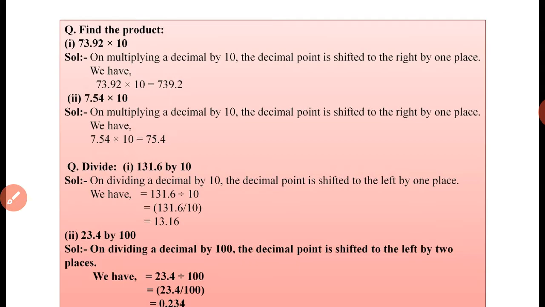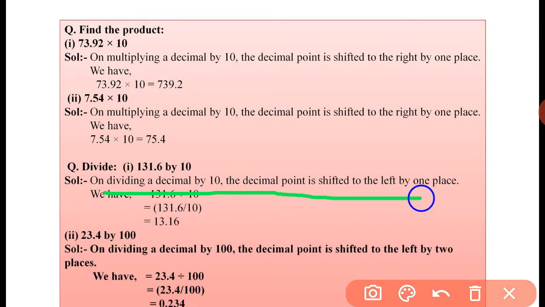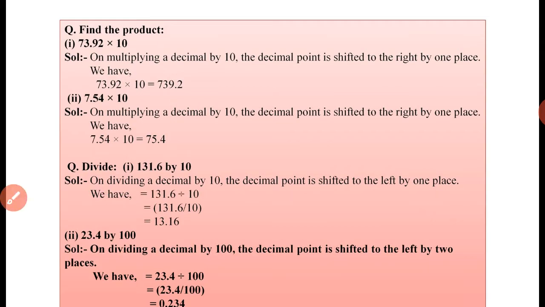Now after this, see division. Here the first part is 131.6 divided by 10. Similarly, when we do division, on dividing a decimal number by 10, the decimal point is shifted to the left by one place. So in this it's shifted to the left.